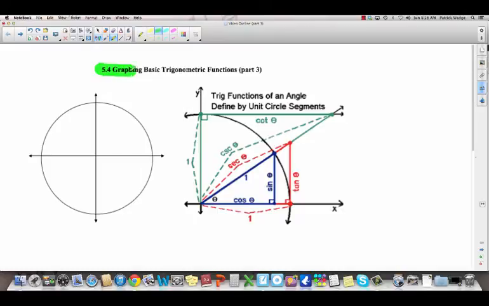At long last, we're going to finish off section 5.4, which is on graphing basic trigonometric functions. And today we're doing tangent. We're going to have to talk about tan.